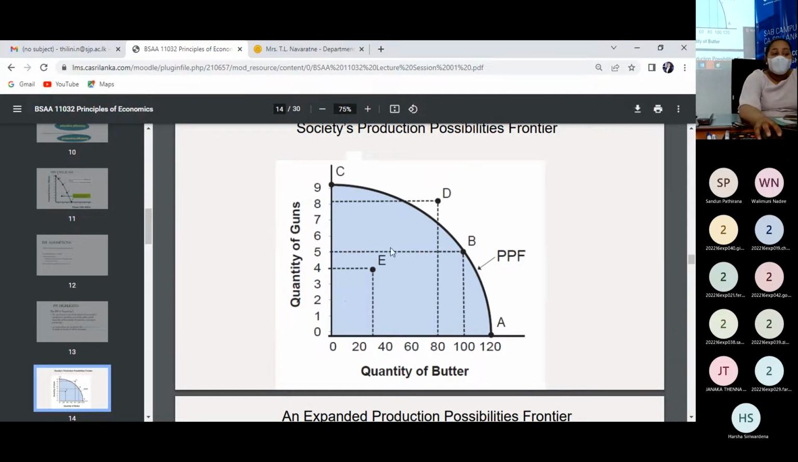We can achieve B. Can we achieve E? We can achieve E, but it's not the most productively efficient one. It's not efficient. Using these resources, you can produce the B point, much more. You can produce the A point, the C point, not E. We are not at fullest efficiency there.